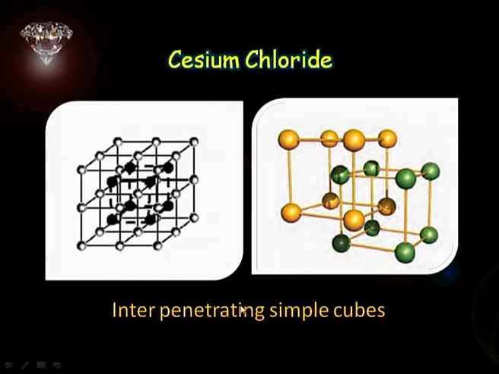That means there is a cube of chloride ions and a cube of cesium ions. The two are interpenetrating. That is the kind of structure, but deceptively it looks like a BCC kind of structure. It is not a BCC structure. Please be very clear about it. It is an interpenetrating simple cubic structure.